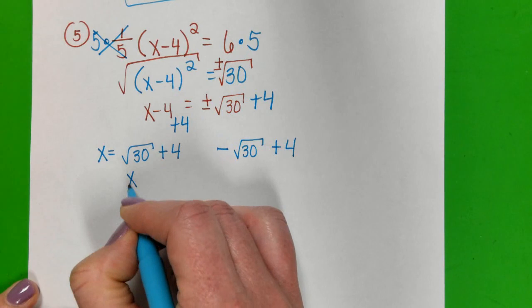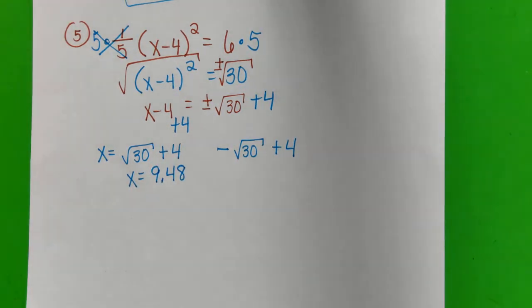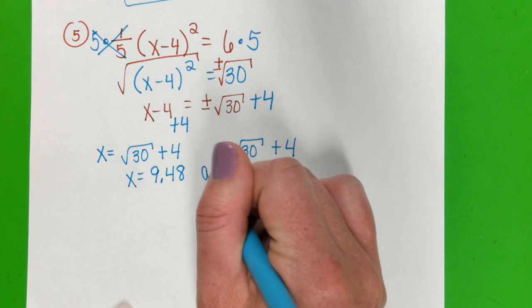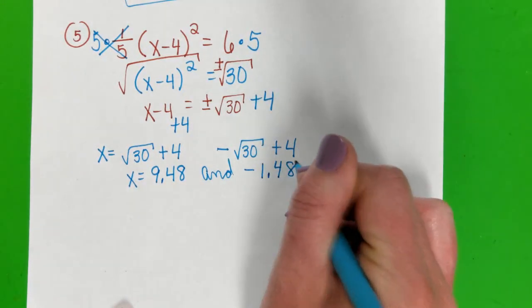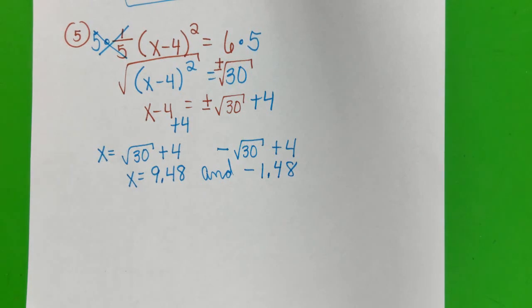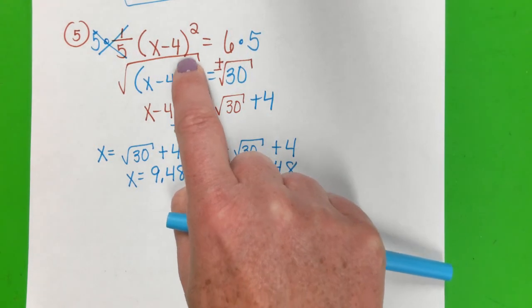So are you able to get 9.48? And negative 1.48? Okay. Why? Because we take the square root, because the opposite of squaring something is the square root.